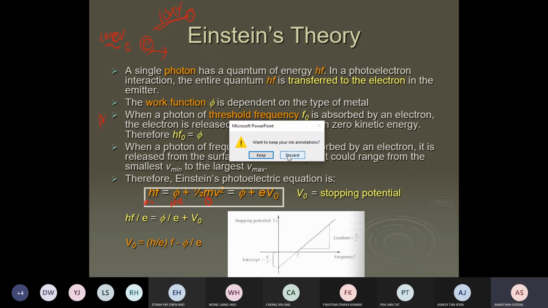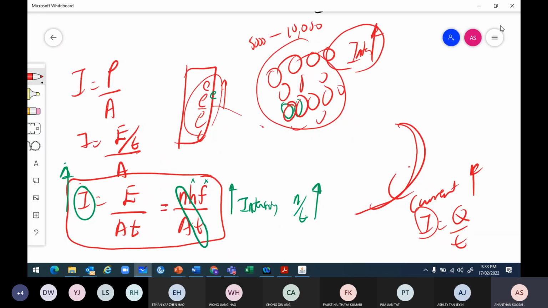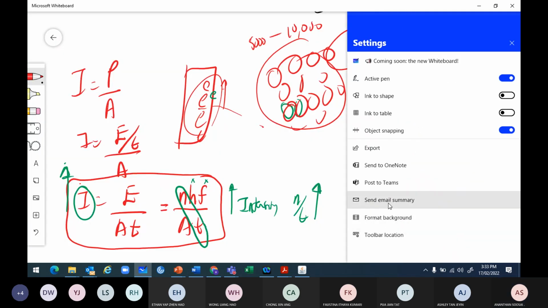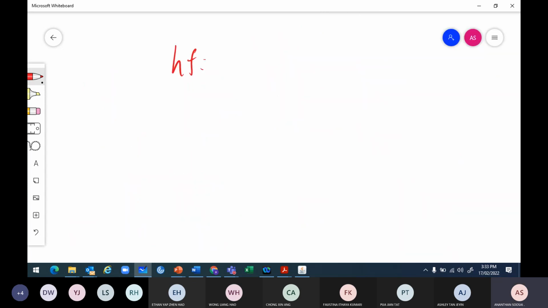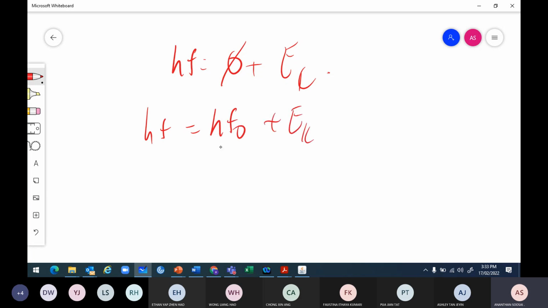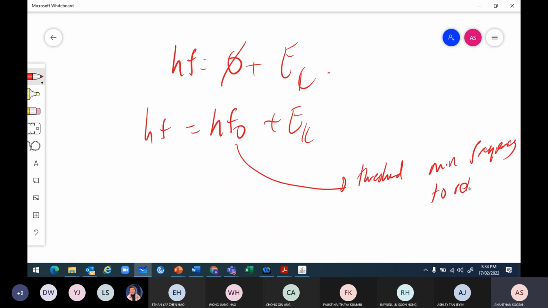So go back to the whiteboard. I clear this. Okay, so hf equals work function plus kinetic energy. The work function we can write as hf0, plus kinetic energy. What is f0? It is the threshold frequency. What is the threshold frequency? The minimum frequency required to release the electron.